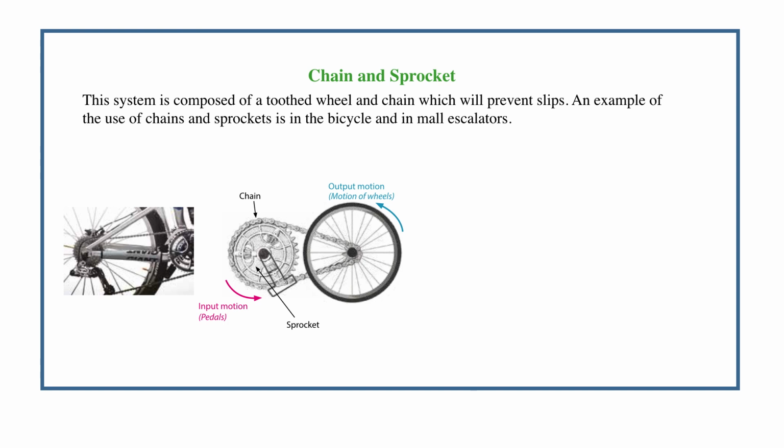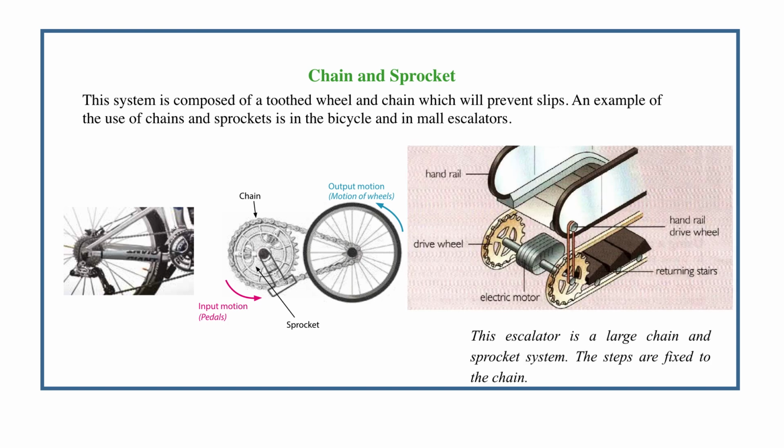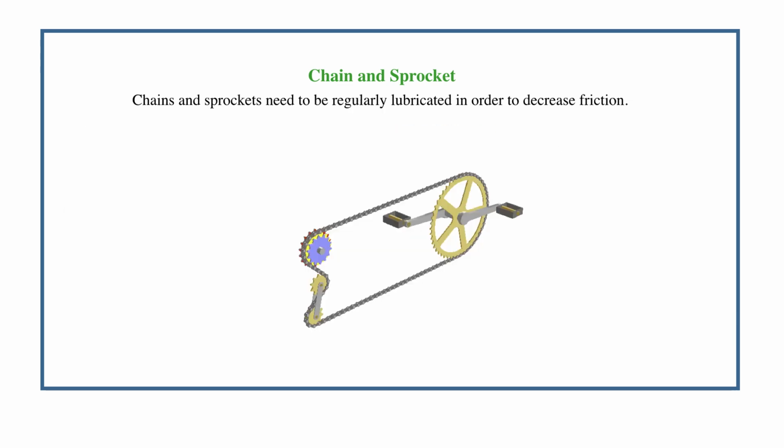Let us now look at the chain and sprocket. This system is composed of a toothed wheel which prevents slips. We have an example of the use of chains and sprockets in the bicycle, and, as we had seen in the previous lesson, in escalators. Chains and sprockets need to be regularly lubricated in order to decrease friction.